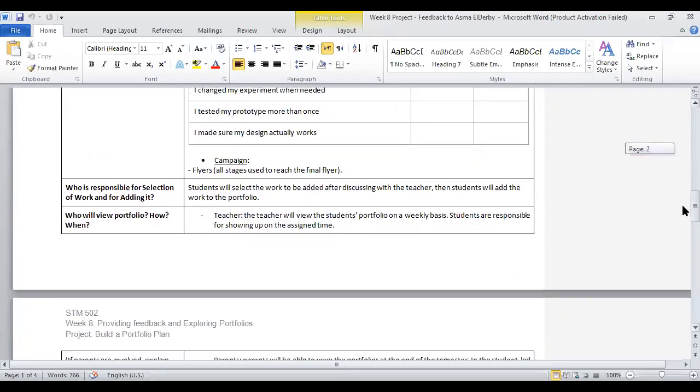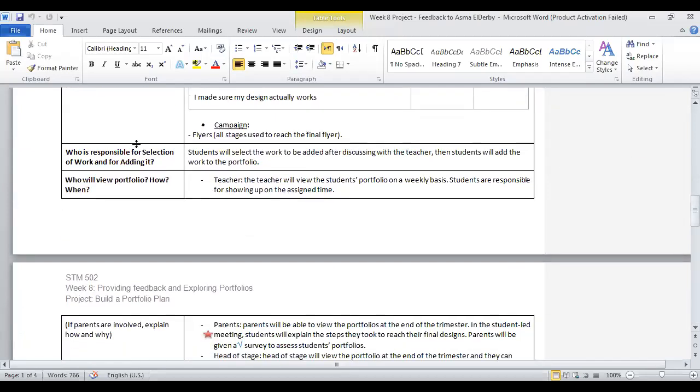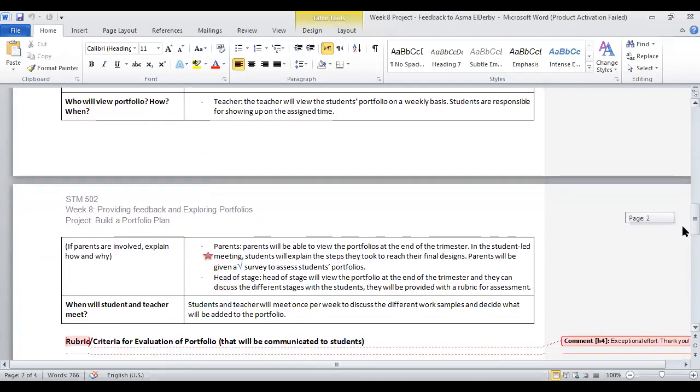Okay. An important part, again: who is going to be responsible for the selection of the work? In that case, she decides that it's going to be the student, but he has to do that, of course, after discussing the items to be included in the portfolio with the teacher. Okay. Who will view the portfolio? This is a very important part. In that case, it's going to be the teacher.